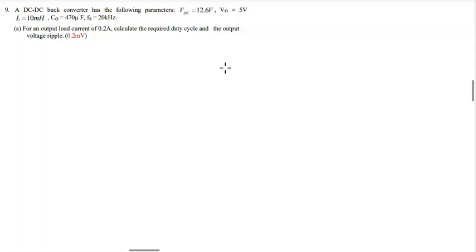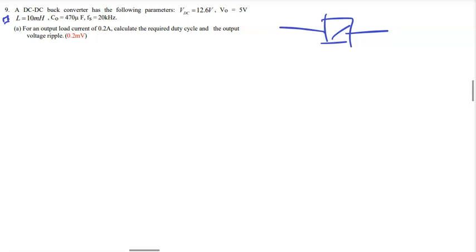Okay, next is question number 9. Previously we discussed number 5, so we skip the other questions which are not much related to buck. So we go direct to number 9. Okay, number 9. So again, please draw the converter diagram.